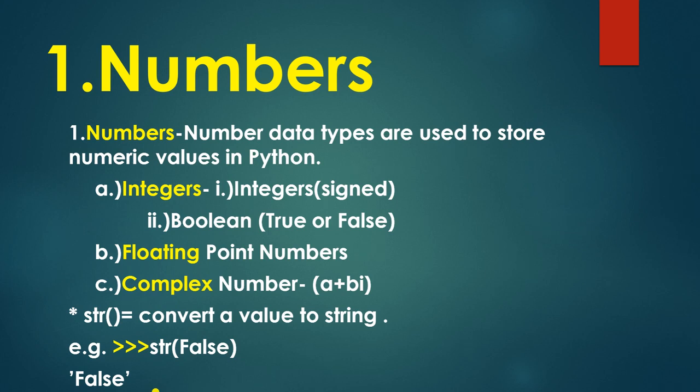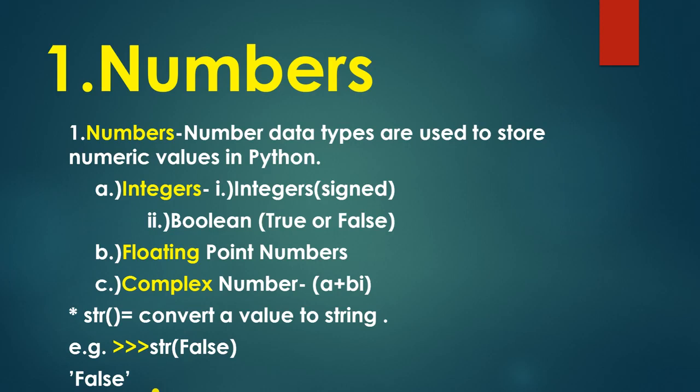It has three types, that is integer, floating point and complex number. Integers are signed values or unsigned values. Signed value means they have both positive and negative sign. Next is Boolean. Boolean stores only two values, either true or false. Next is floating point number that stores the value with a fraction part, for example 2.5, 3.6. Next is complex number, when the term is written in this way, a plus bi. So this is your complex number.